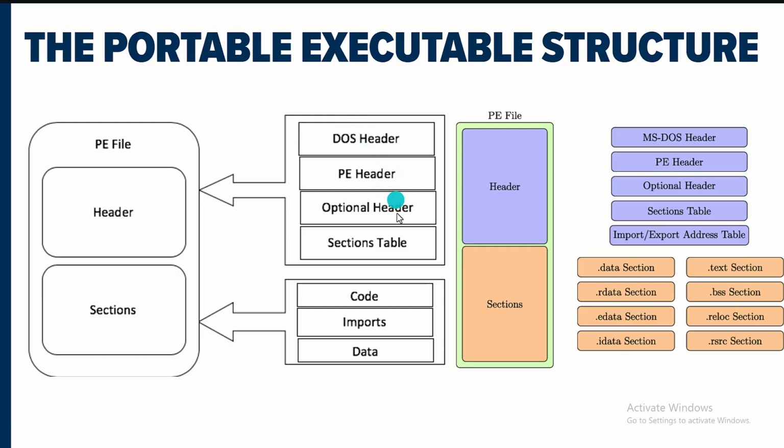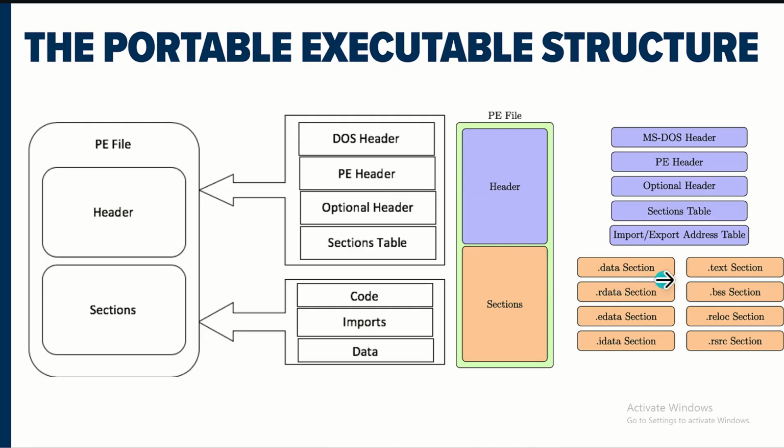So we have this image here. That's a PE file. The PE file is divided into two main parts. One of them is the headers. The second one is the sections. In the headers, we have the DOS header, PE header, optional header, and the section table. And in the sections part, we have the code, imports, and the data. As you can see, we have an import address table, the IAT, that contains the DLLs and API functions of Windows libraries, which we will discuss in later lectures, inshallah.